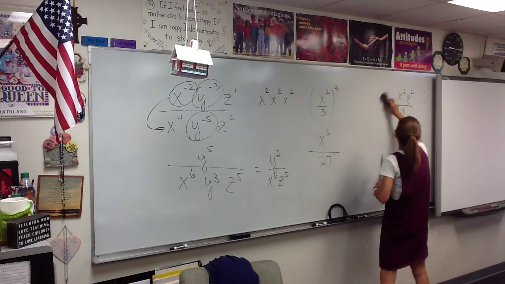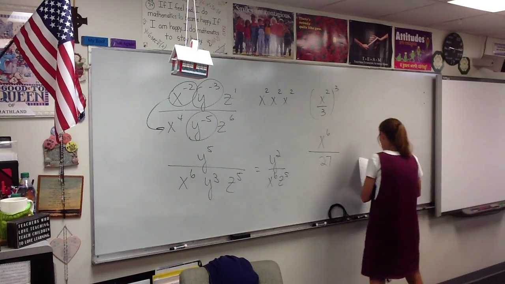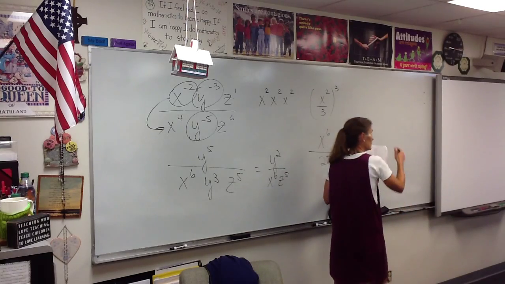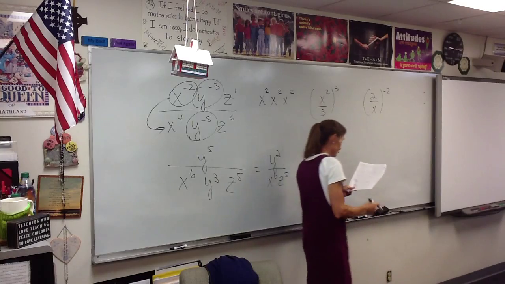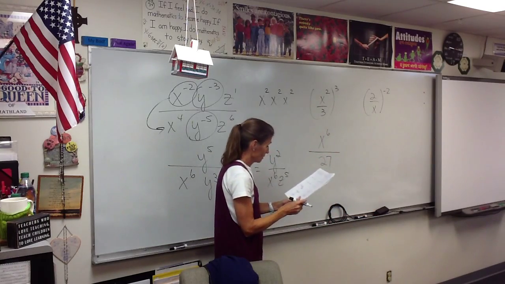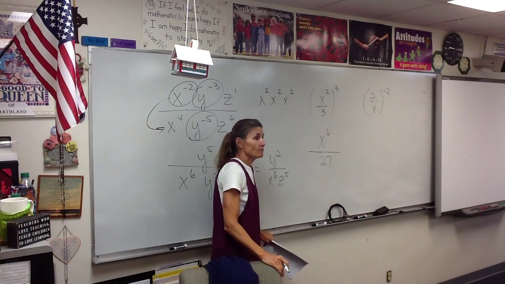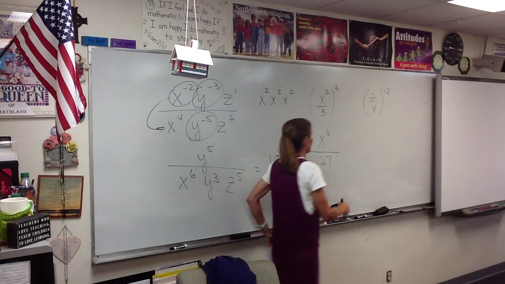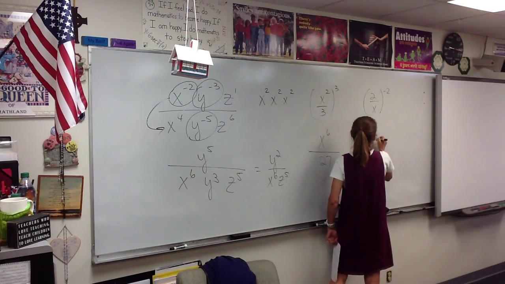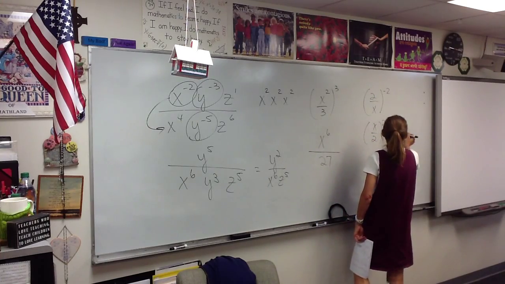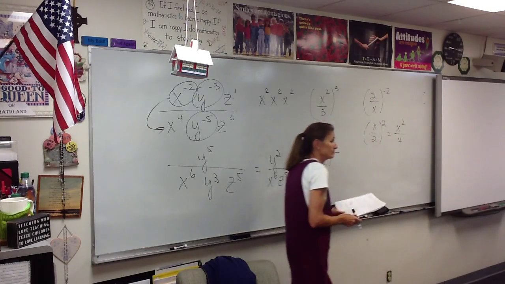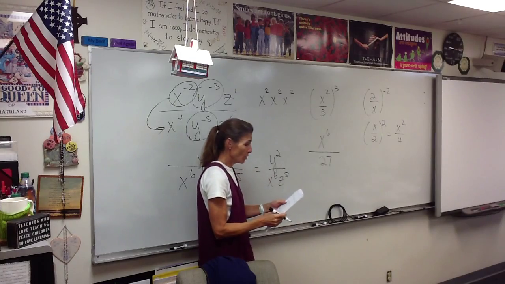And one more. What's that negative do? Flips the whole fraction. So we're going to have x over 2 squared. X squared over 4. You are awesome.